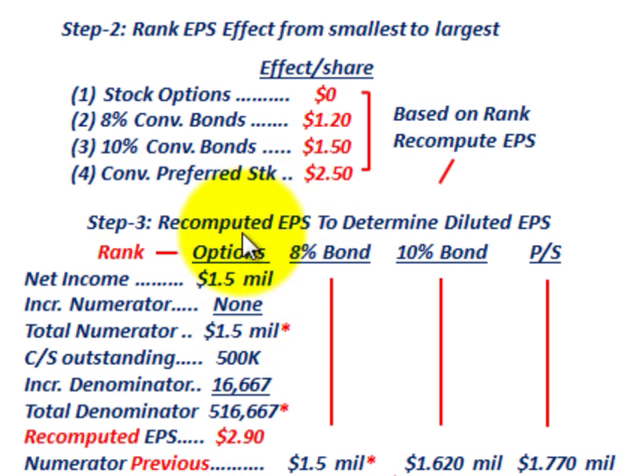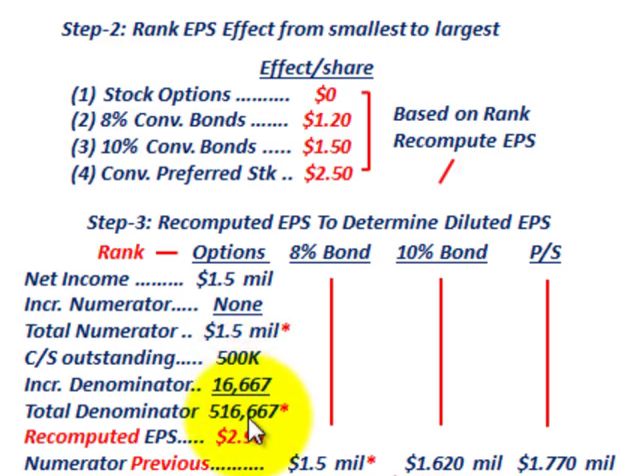And first off, we set it up here based on our ranking. So for our stock options, our lowest rank, that would be the first one that we're going to work for our diluted earnings per share. And then the 8% bond was the next one at $1.20, and then the 10% bond at $1.50, and then we have our diluted for our preferred stock at $2.50.